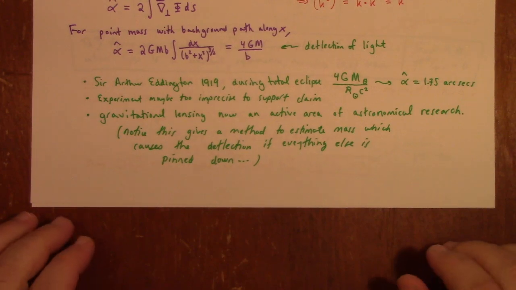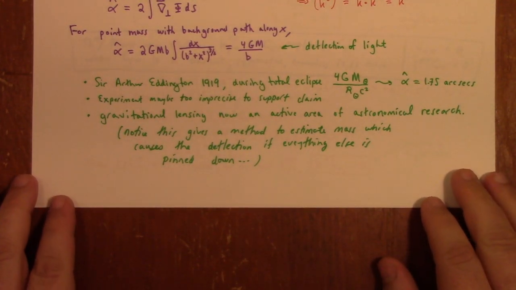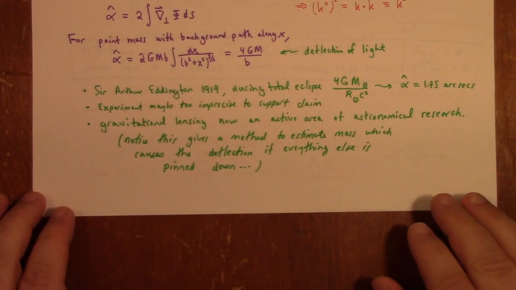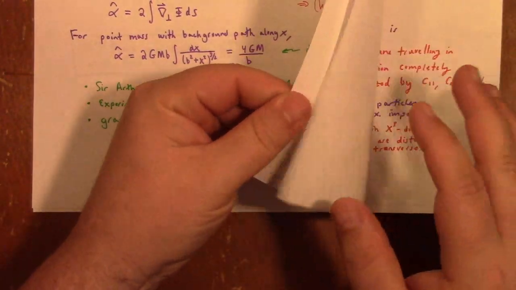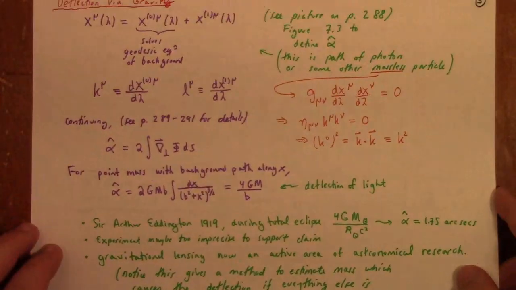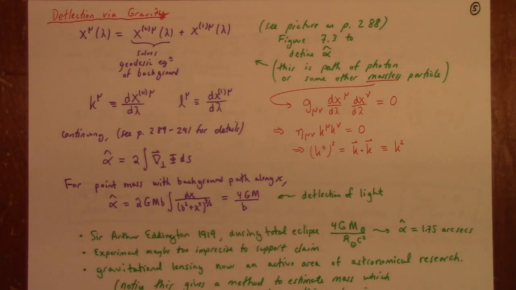All right, so then he begins to look at... I feel like something's lost here. No, okay, it's coming. Give me a second. We'll get to it. So, deflection via gravity. All right.